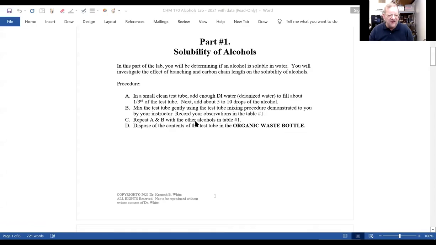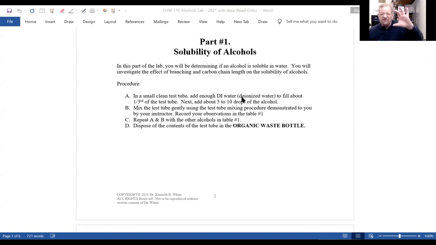And so what you would be doing in the lab is, in a series of test tubes with DI water, DI is shorthand for deionized. We have filters, special cartridges that we pass what in industry we call city water through to take out most of the ions that would affect some of our experiments. And we call that DI water, deionized water.